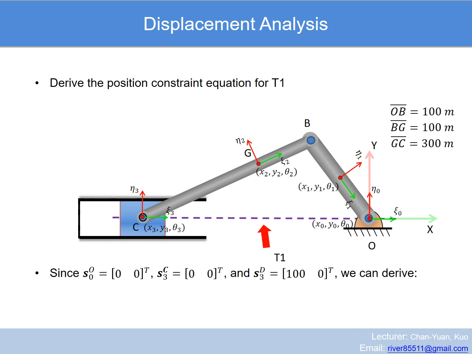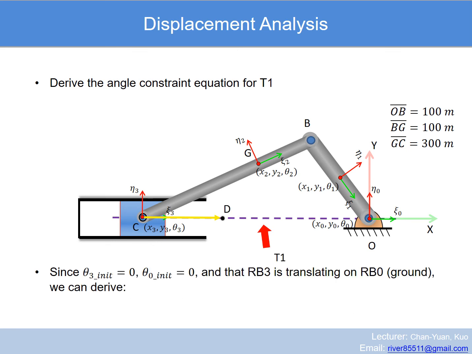Here, I have defined point D to be another point on rigid body 3, and its position in the local coordinates of rigid body 3 is (100, 0). Now, with these 3 points, O, C, and D, we will be able to come up with the position constraint equation shown here. As for the angle constraint, since rigid body 3 is translating on the ground, the angle difference between rigid body 3 and the ground should remain constant, which in this case is simply 0. That's why we can come up with the angle constraint shown here.